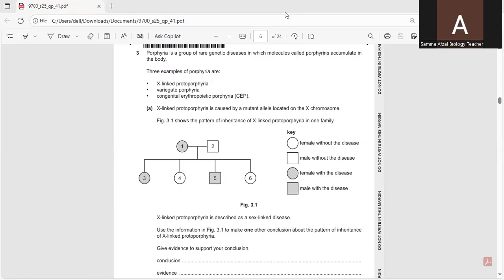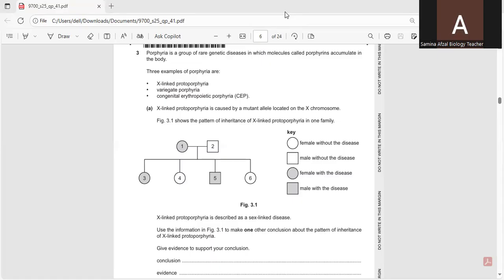So the family has been shown. You can see the affected mother, which is number 1, and number 2 is the father without disease. They have 4 children. Out of the 4 children, numbers 3 and 5 are both affected with the disease, and 4 and 6 are without disease. Number 3 is a female and number 5 is a male. So X-linked porphyria is described as a sex-linked disease.